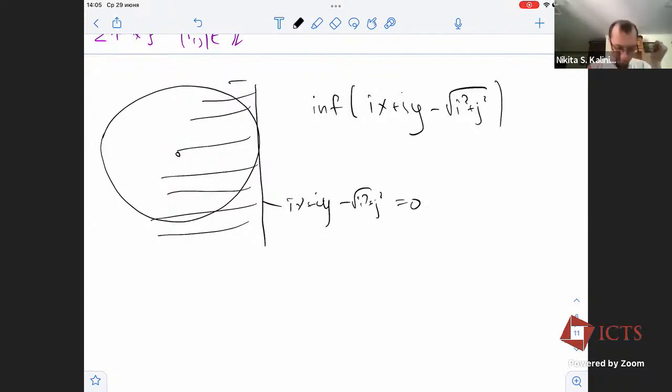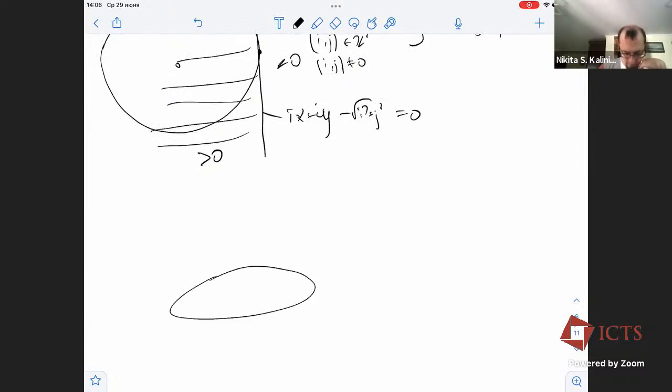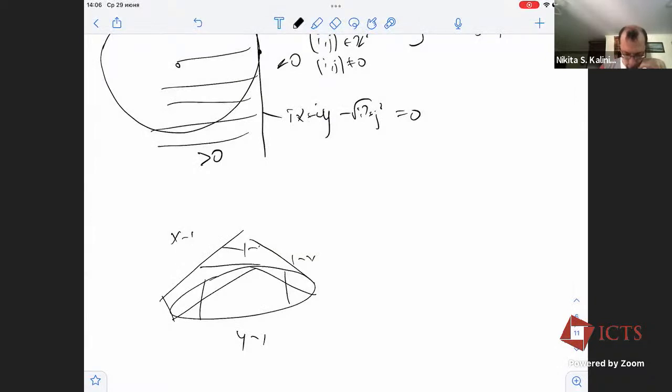And so this function is negative here, is positive here, and it's tangent to the unit circle. Okay, and then for each rational direction, I take such a function. And then I take the infimum of all of them, except zero. Because if I take this function for zero, it's just zero, and the infimum will be zero. And this function looks as follows. So I have my circle. Then I take here the function. What is that? It's x minus 1, 1 minus x, function y minus 1, 1 minus y, and so on.